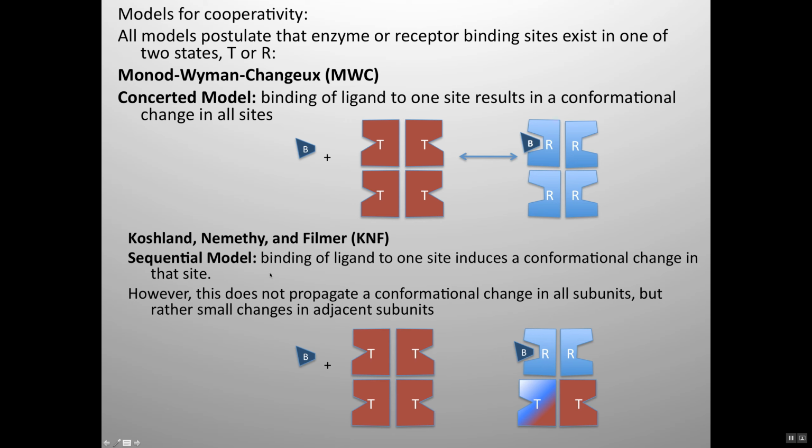There's a second model called the KNF, or Koshland-Nemethy-Filmer model, and this is what's called a sequential model. It says the binding of ligand to one site induces a conformational change in that site, and this then propagates a conformational change in adjacent subunits. So instead of having a global change where they all go from T to R, one site goes from T to R, and this is partially communicated to the other sites. So that as a second one binds, this would then communicate, and so on and so on. So you have a sequential model of binding and gradual conversion from the T to the R state.